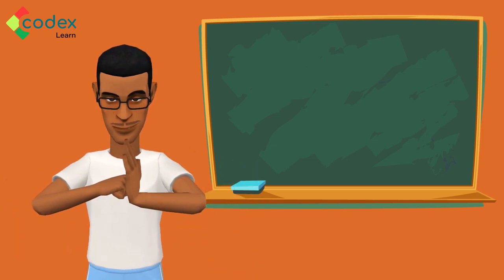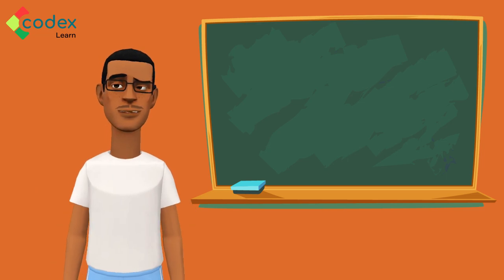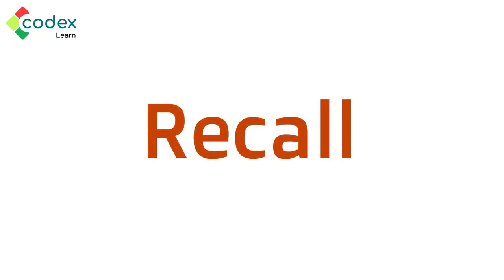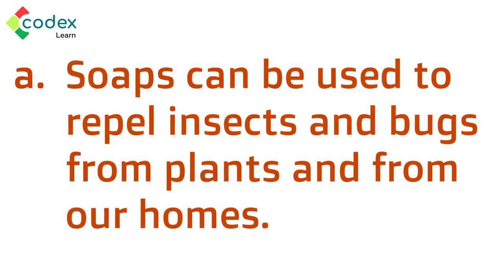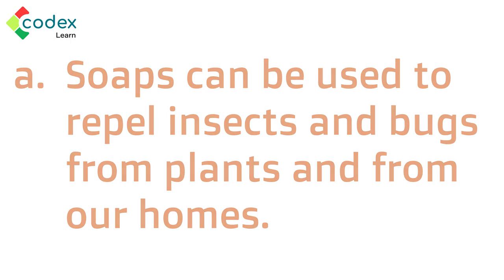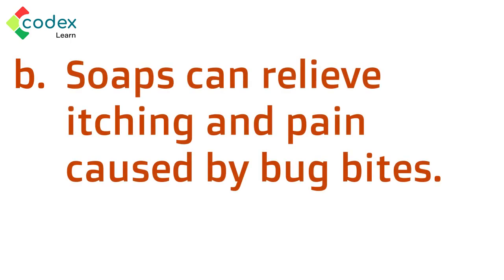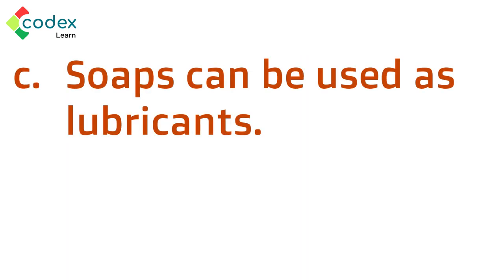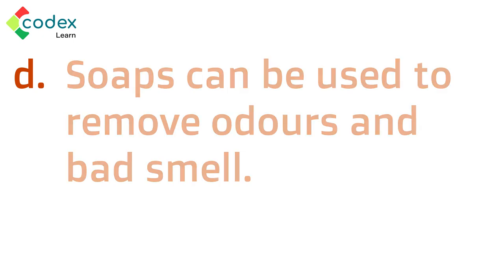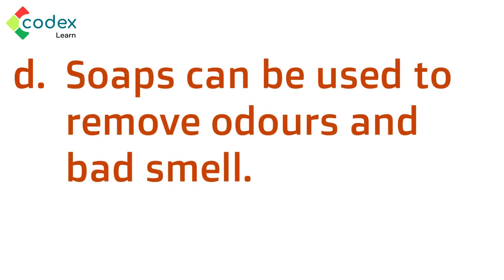Awesome! We've come to the end of this lesson. Now, let us go over all the 7 uses of soap we have learned in the lesson. A. Soaps can be used to repel insects and bugs from plants and from our homes. B. Soaps can relieve itching and pain caused by bug bites. C. Soaps can be used as lubricants. D. Soaps can be used to remove odors and bad smell.